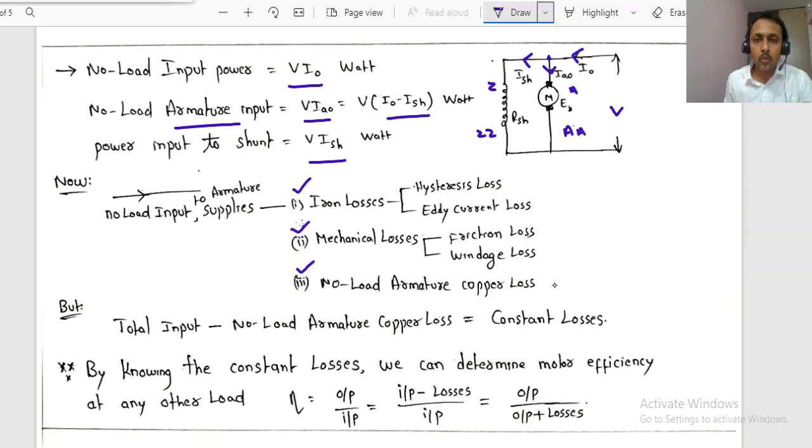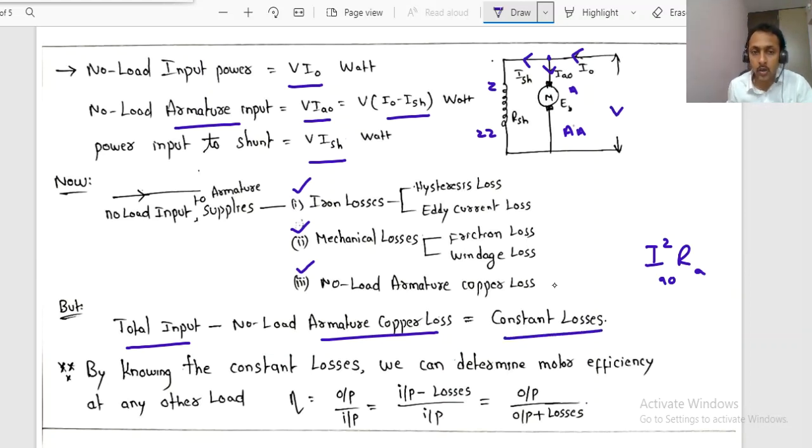Now, the total input given minus the no load armature copper loss, because of I square R losses. Under no load, the current drawn by the armature is Ia0, and the resistance of the armature is Ra, which gives the no load armature copper loss. This point is very, very important. In this entire discussion, the total input minus the no load armature copper loss will be equal to your constant losses.